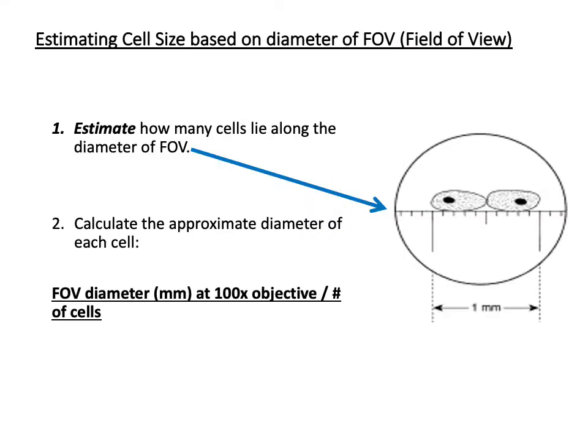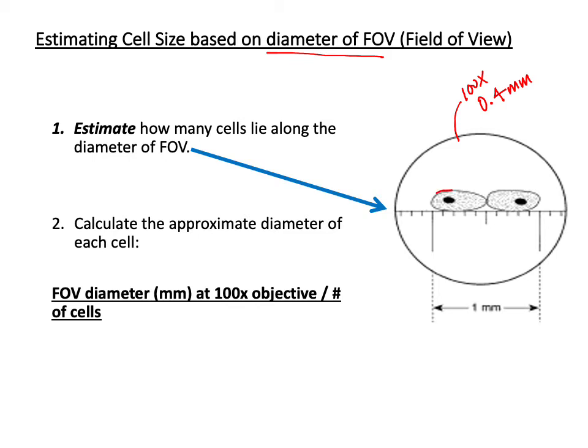As a reminder, we've done this before, but I wanted to remind you quickly of how we estimate cell size based on the diameter of our field of view. For example, let's say that we are looking at the microscope image here on the right, and let's say this is the 100x objective, and we have figured out that the diameter of the field of view is 0.4 millimeters. Remember that when we are trying to estimate the size of our cells, we have to estimate roughly how many cells we think could fit across this diameter.